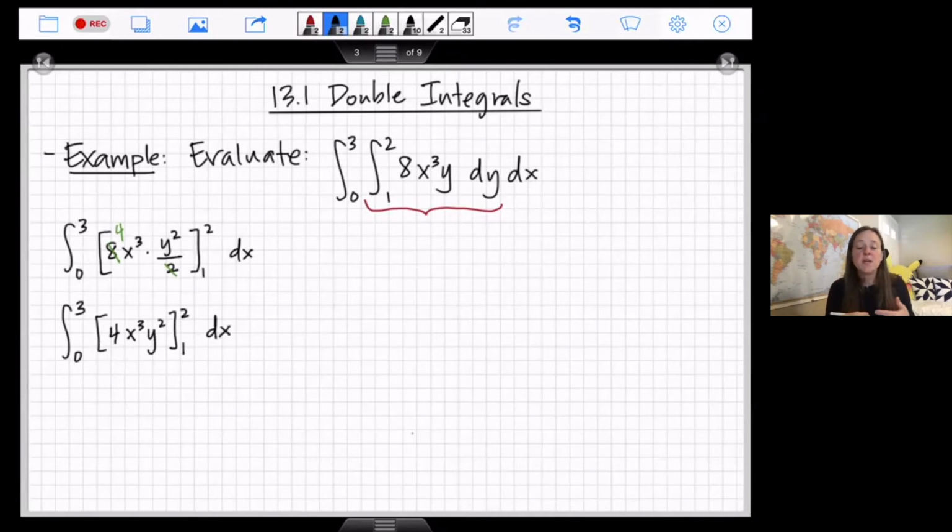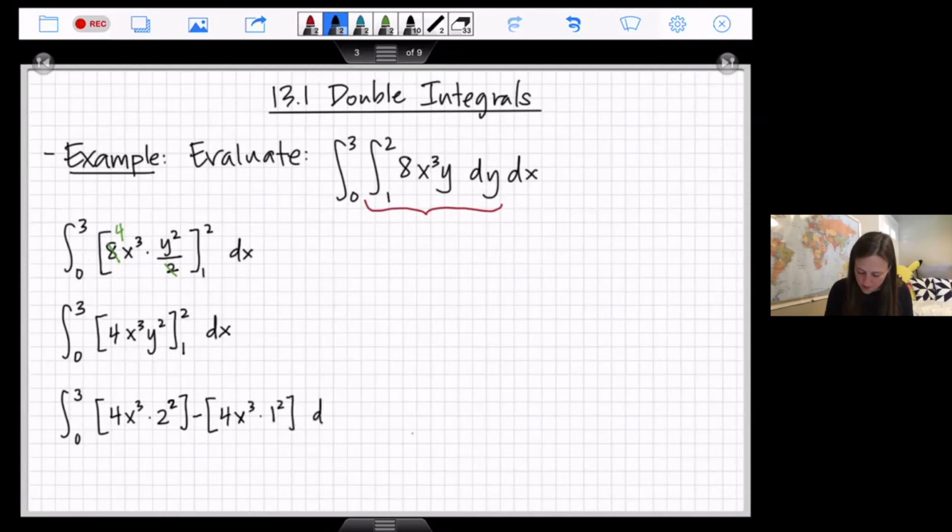All right, so remember that we integrated first with respect to y. So that means that the 1 and the 2 limits belong to the y variable. So we're going to plug in y equals 2, y equals 1, and subtract them just like we did in Calc 1 and Calc 2. So I've got 0 to 3, plug in the top limit, 4x cubed, then we'll get y squared, and then subtract, plug in the lower limit, 4x cubed, and then 1 squared. And again, all the while that 0 to 3 and dx are hanging out like bookends at the beginning and the end.